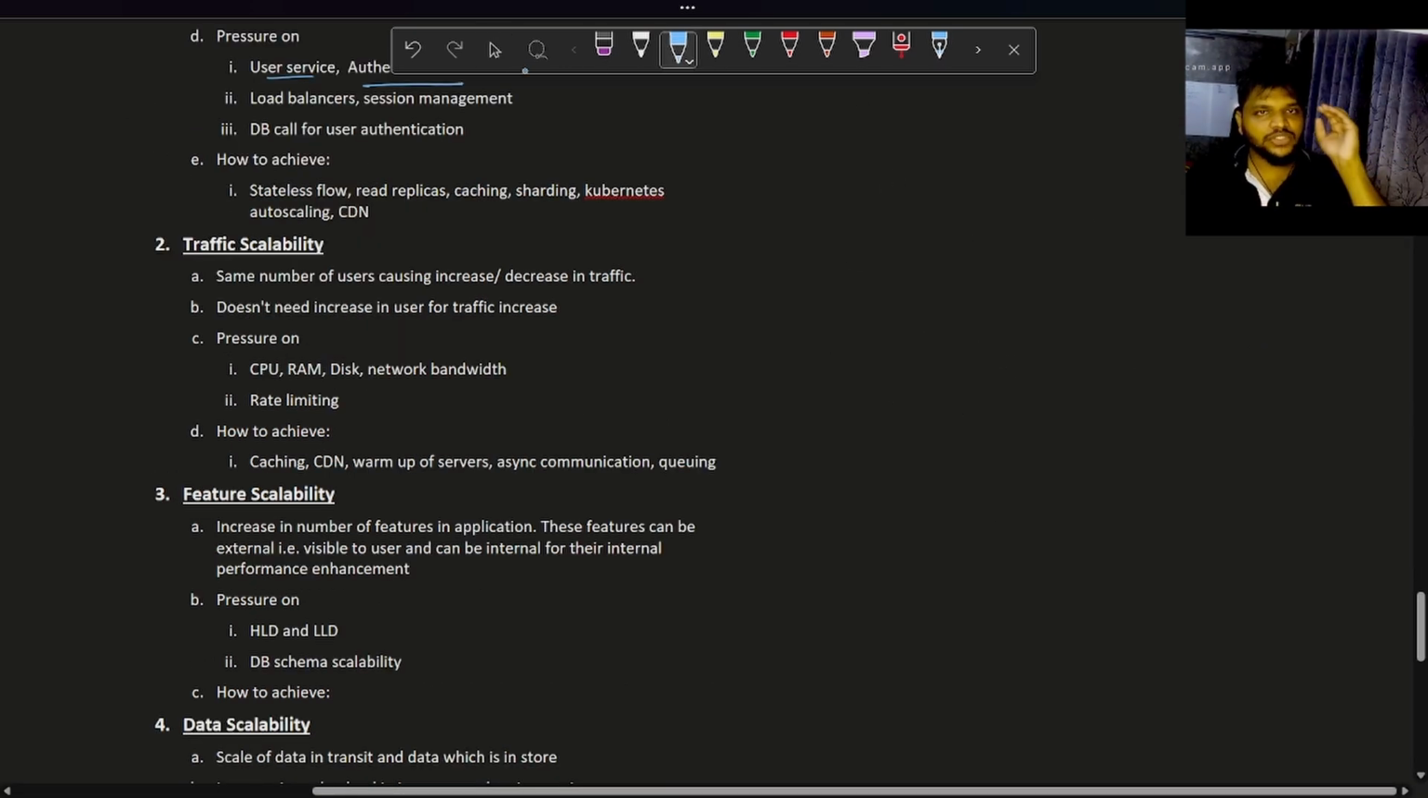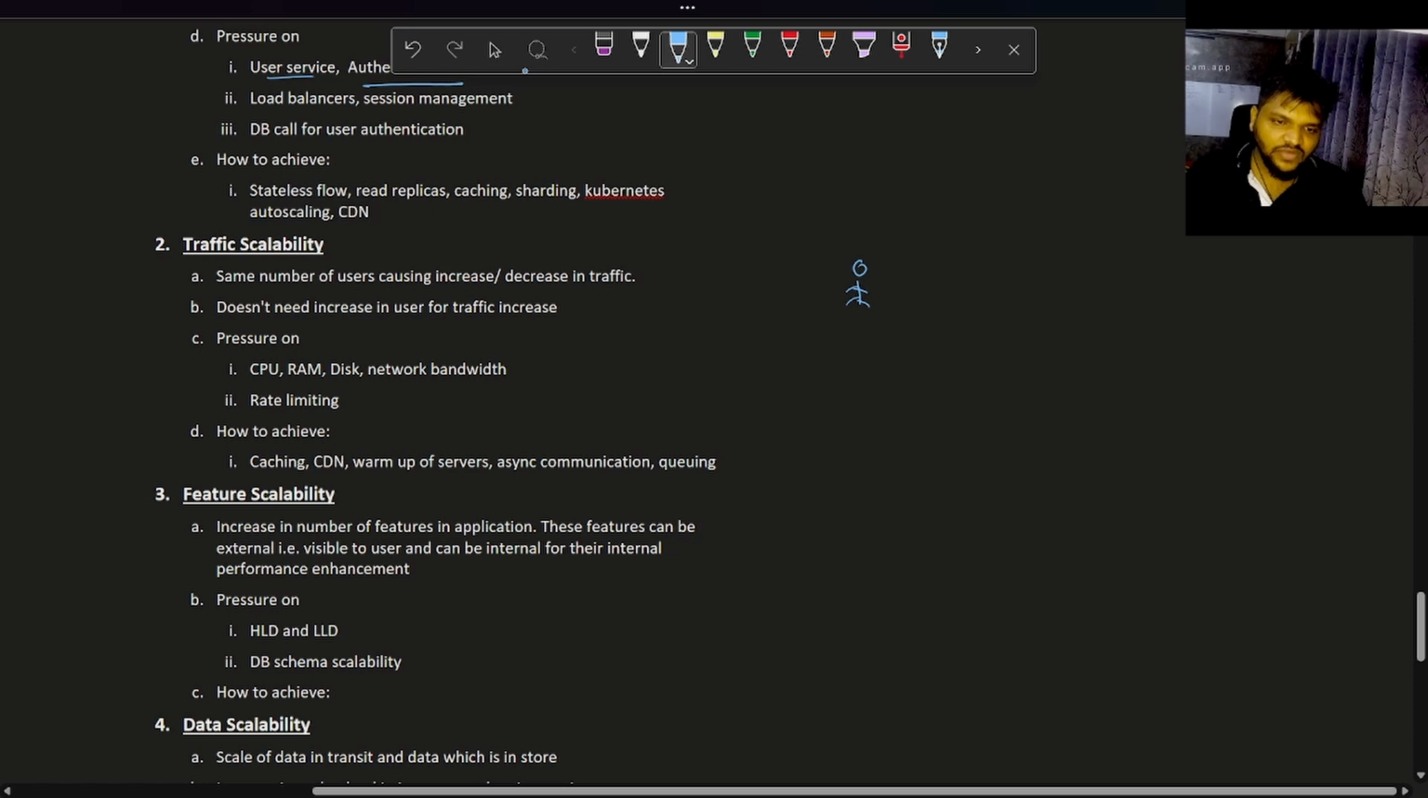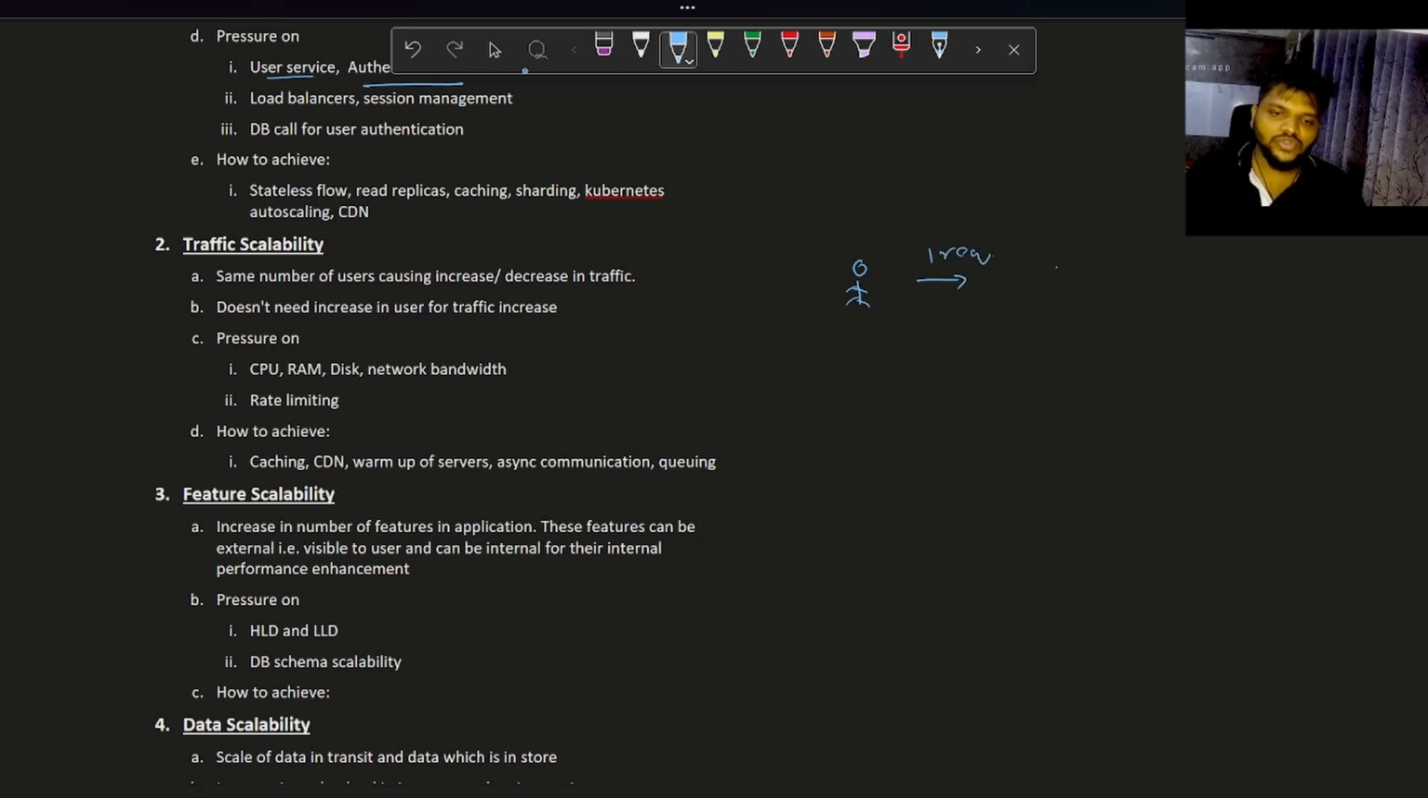Traffic scalability is when you have the same users, but the traffic is increasing enormously. So let's say I have one user, and that user is sending one request, so there is one request per second. Now with the same user, I can have 10 requests per second. So you see the user base is the same, but the number of requests has increased. This is called traffic scalability.